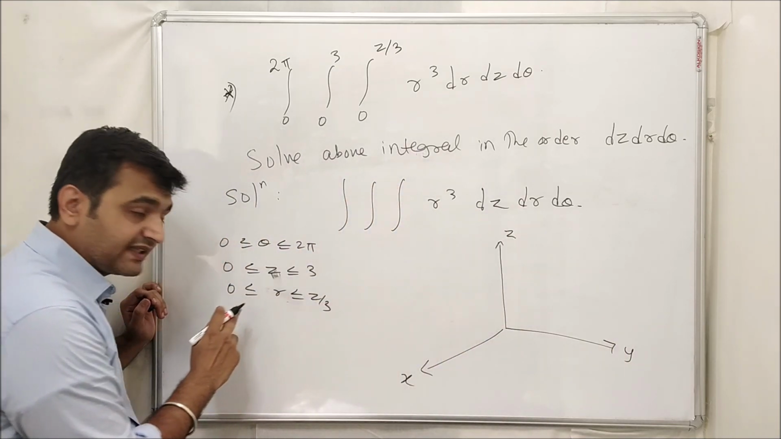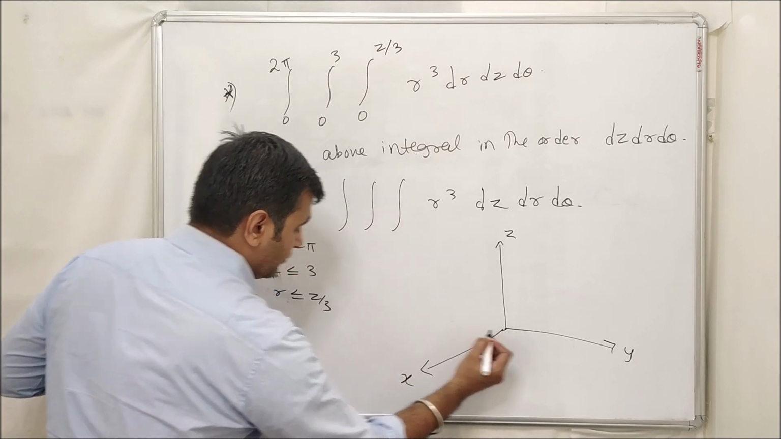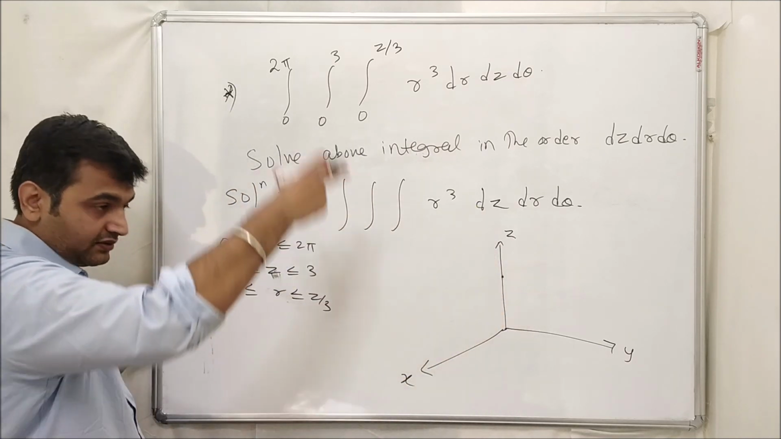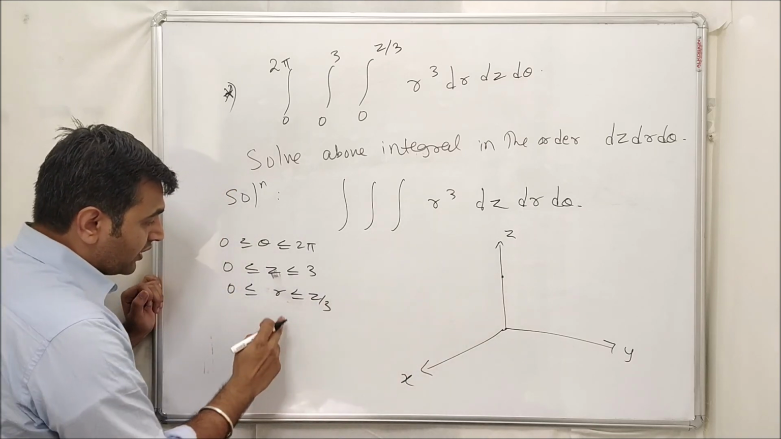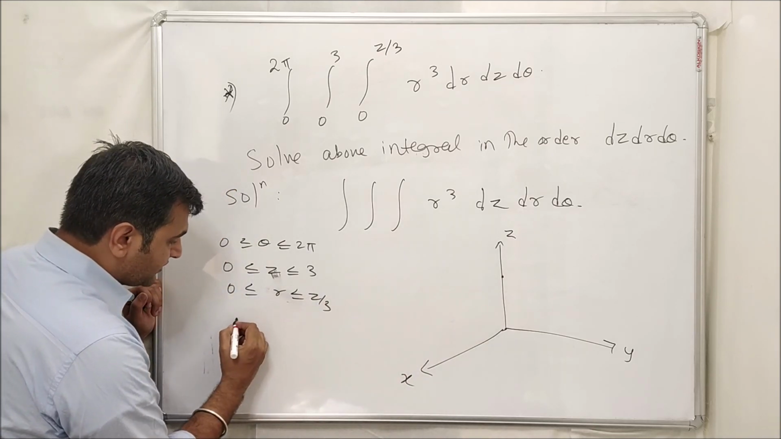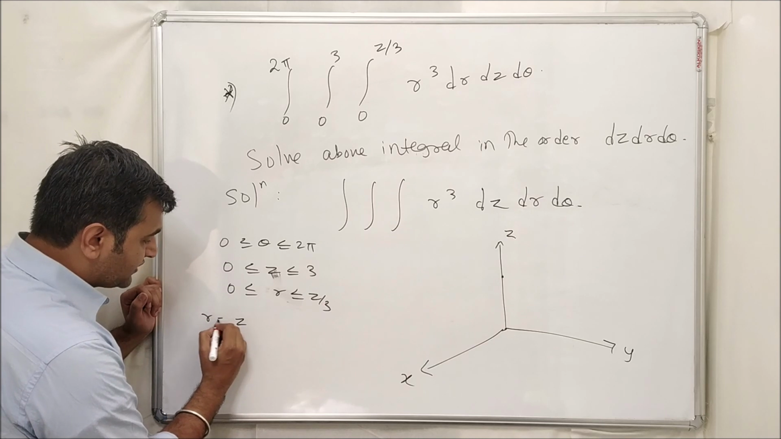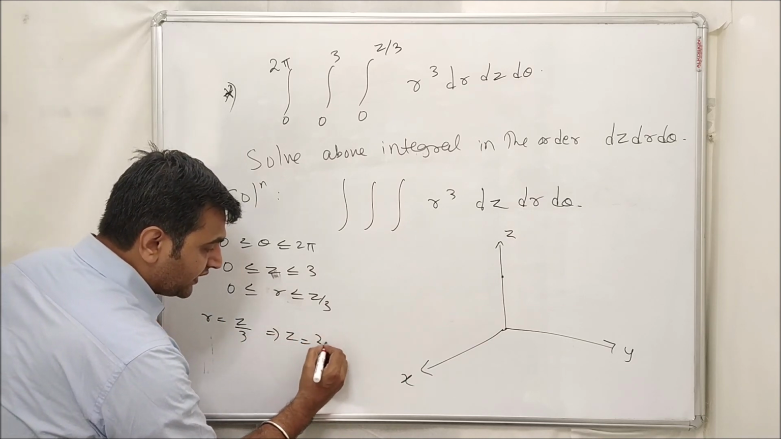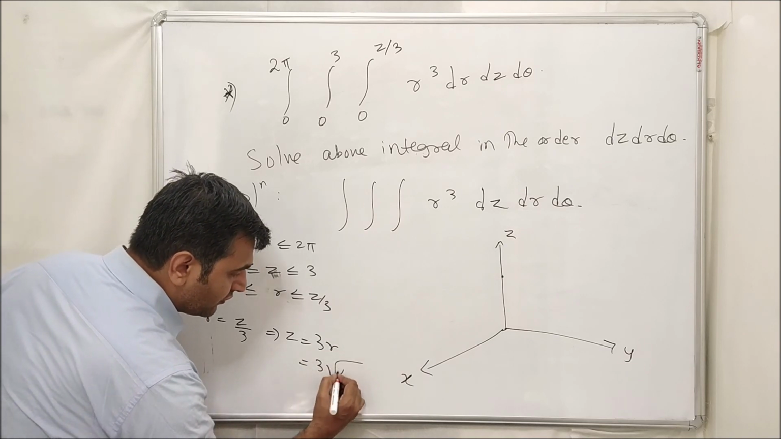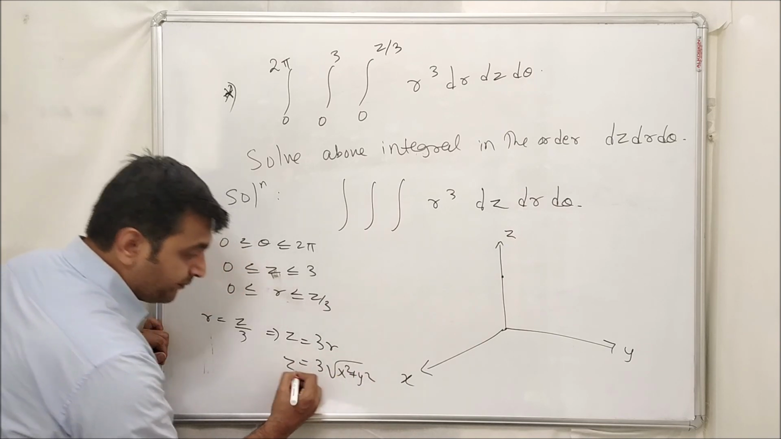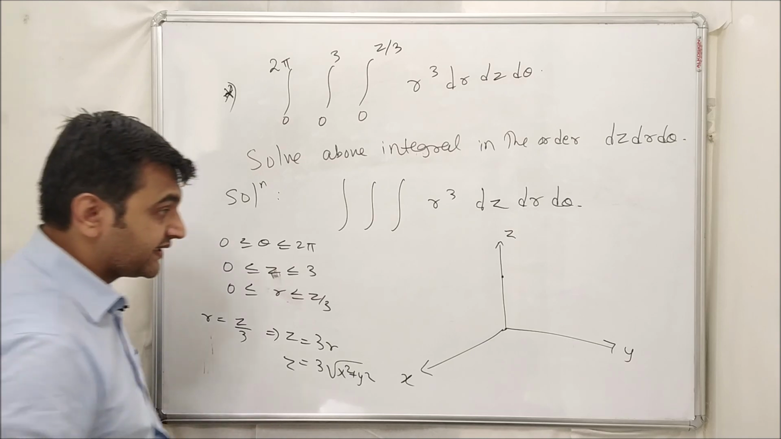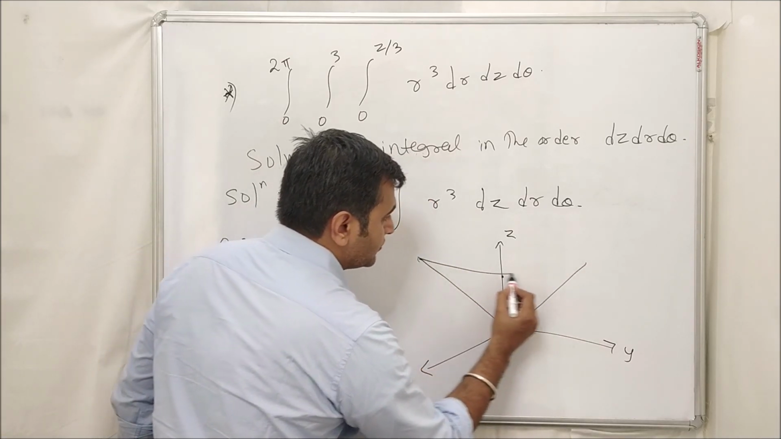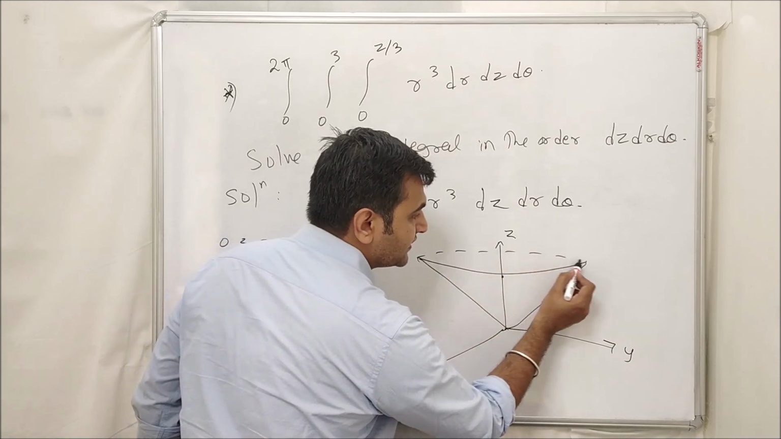Now r starts from 0, so that means it starts from somewhere here, because the z-axis is the axis of the cylinder. And r is going till z by 3, so this implies z equals 3r, that is, 3 square root of x square plus y square. This is nothing but a cone, the standard equation of a cone. So you draw this cone here. This is the surface you have.